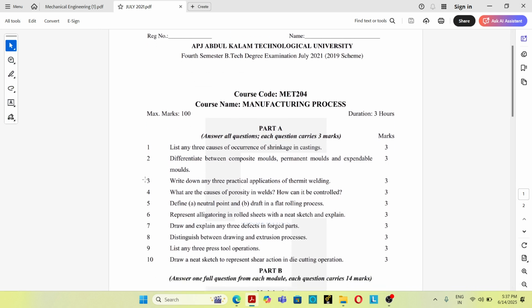In this question, Part A, third question: write down any three applications of thermit welding process. Okay, 3 marks. You do not have a 3 mark question, you have only 2 mark questions in Part A. What are the causes of porosity in weld? How can it be controlled?